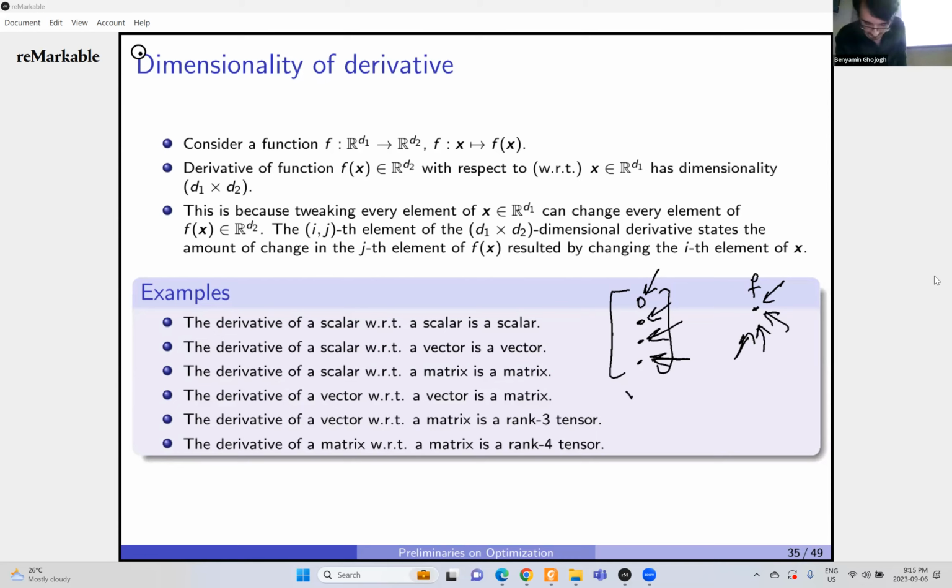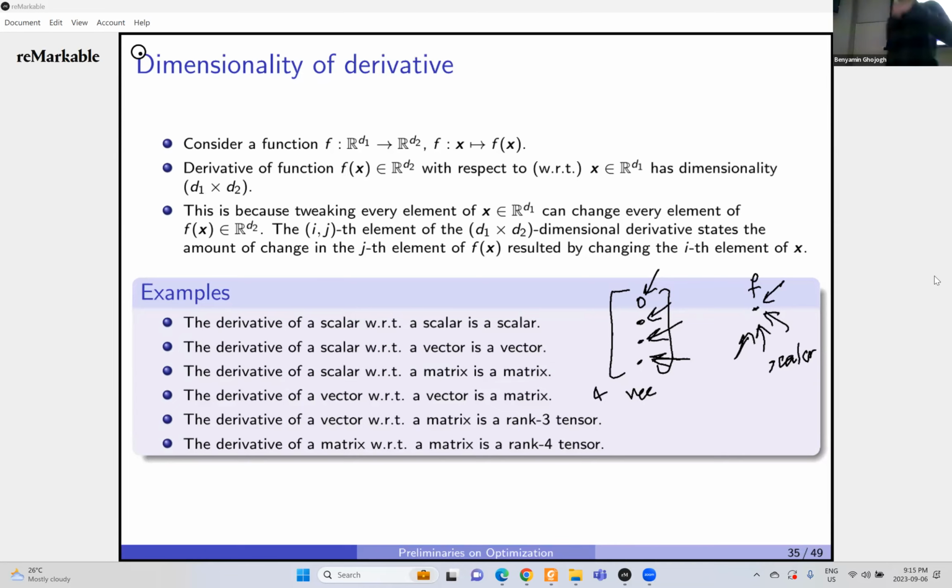So this was a 4-dimensional vector. This is a scalar. The derivative of a scalar with respect to a d-dimensional vector is a d-dimensional vector. Because I have d elements, I change them, they tweak the function value, which is a scalar. How many cases do I have? D cases. So the derivative itself becomes a vector. We usually call a vector derivative a gradient.